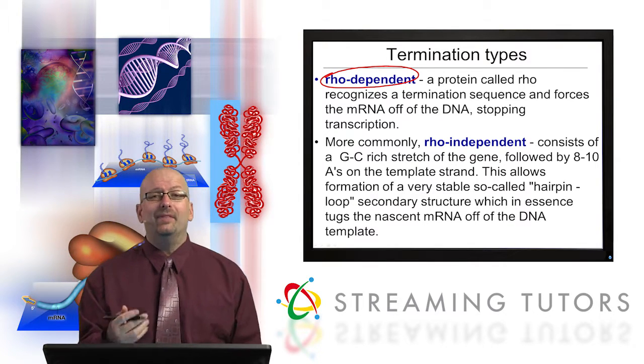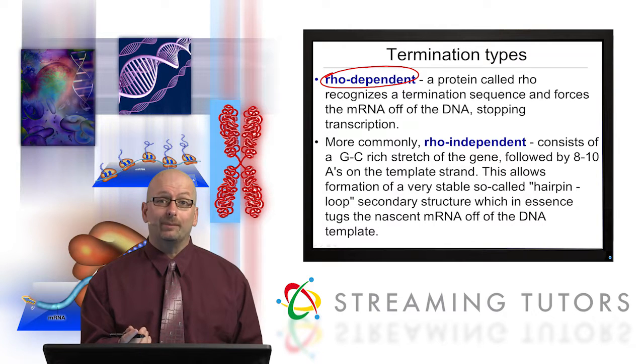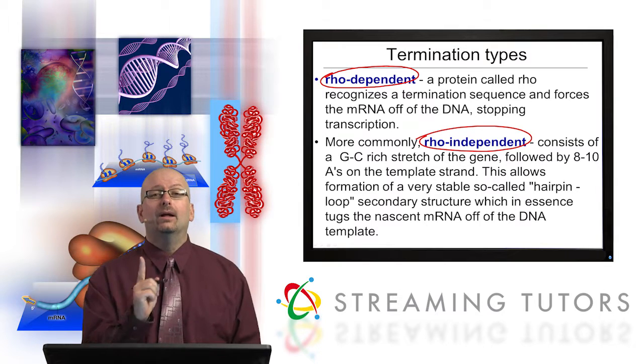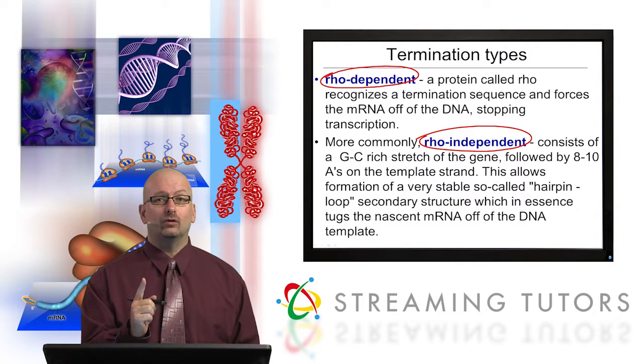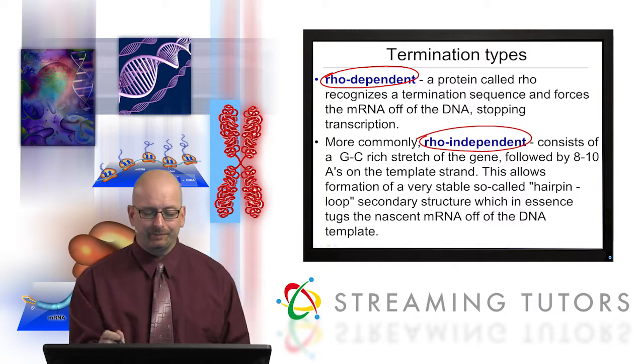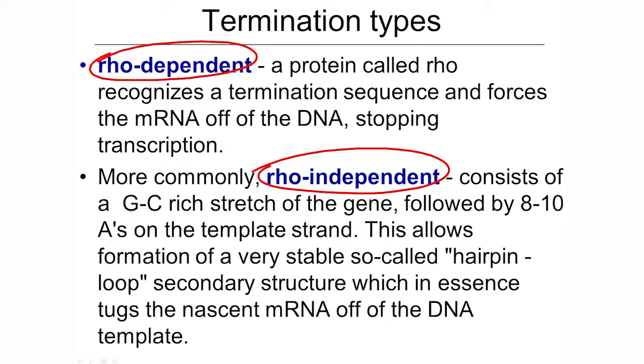More commonly, and this does illustrate another point that we really want to make sure we understand, Rho independent, so you don't need a protein here. Here, this is very interesting. We haven't mentioned this before. We've said RNA is single-stranded, but there's a little asterisk to that. A Rho-independent termination sequence is a GC-rich stretch of the gene on the template strand, followed by 8 to 10 A's on the template strand. Remember that GC bonds are a lot stronger than AT or AU bonds for that matter, okay?